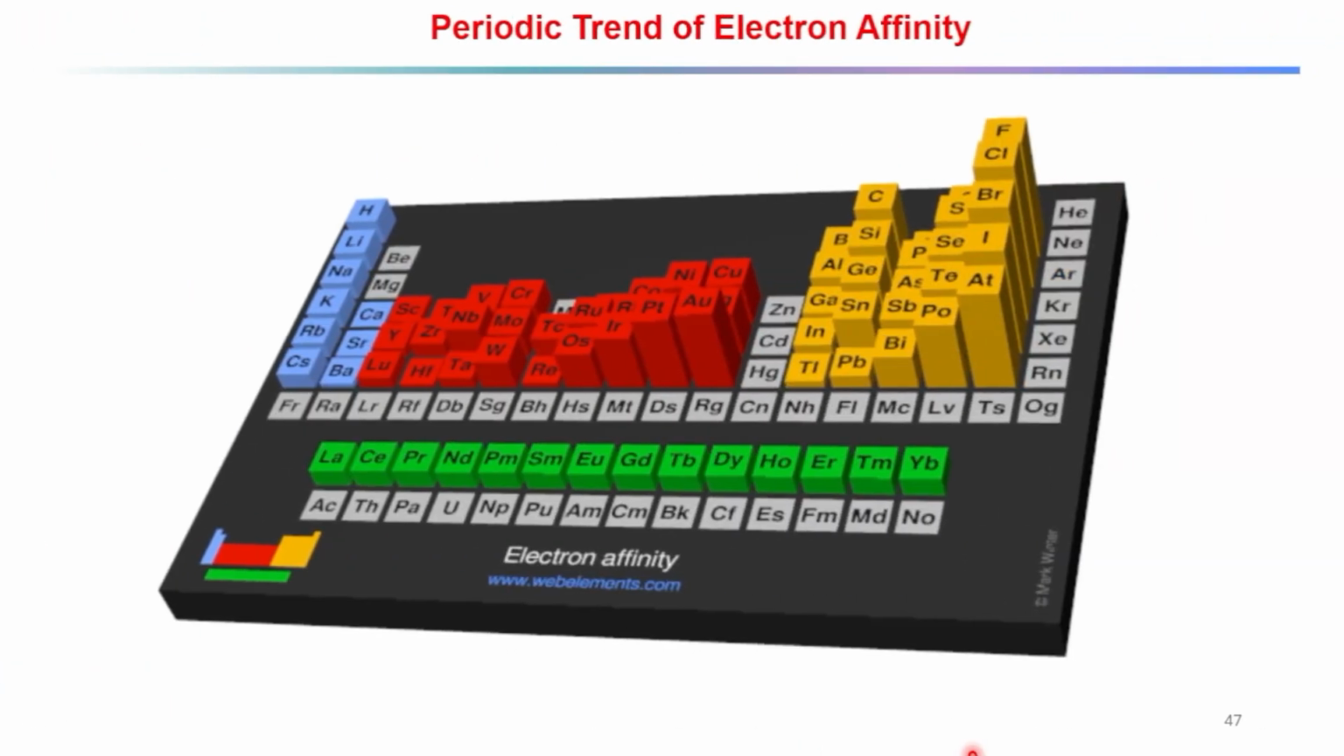Now let's see the 3D bar plot for these electron affinity values. You can see as we come from left to right, the electron affinity increases. And as we go from top to down, the electron affinity decreases, right?